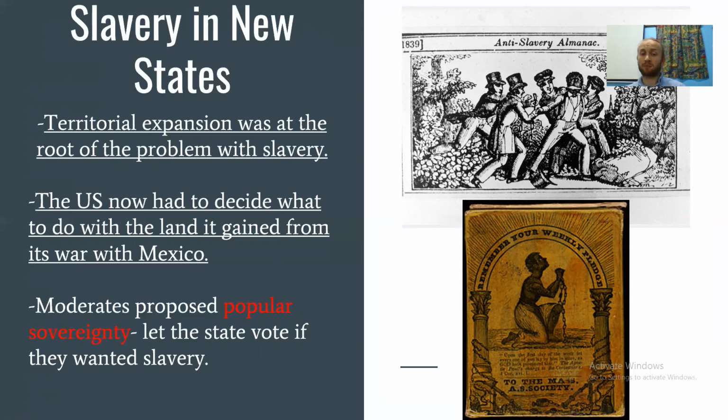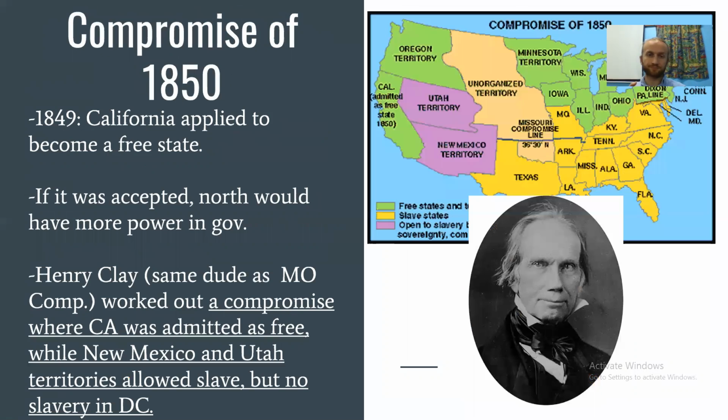Moderates proposed this idea of popular sovereignty, which let the states decide. So let the states vote, and if a state votes to be slave, then it will be a slave state. If it votes to be a free state, then it will be a free state. This seems like a common sense solution, but you have to remember the Missouri Compromise had already decided which states were free and which states were slave. So this shows the difficulty: there were already disagreements and arguments over the Missouri Compromise, and people weren't happy with it anymore.